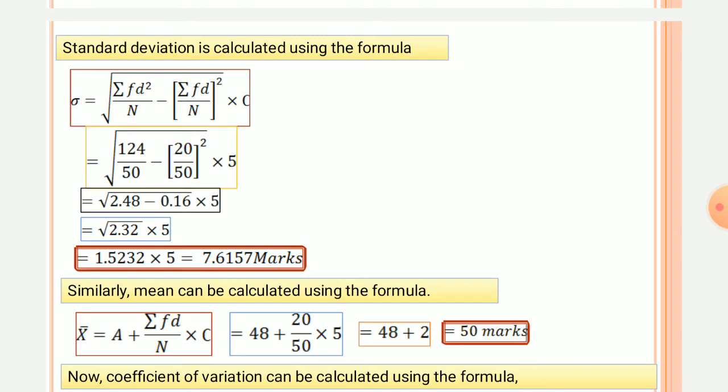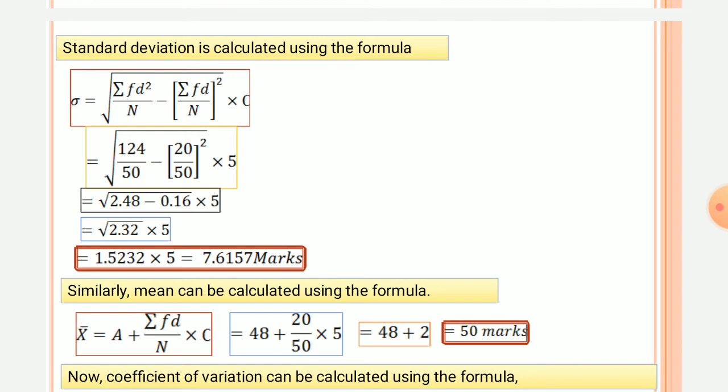Now root of 2.48 minus 0.16 into 5. Now root of 2.32 into 5. Now 1.5232 into 5 is equal to 7.6157 marks. So this is the value of standard deviation.